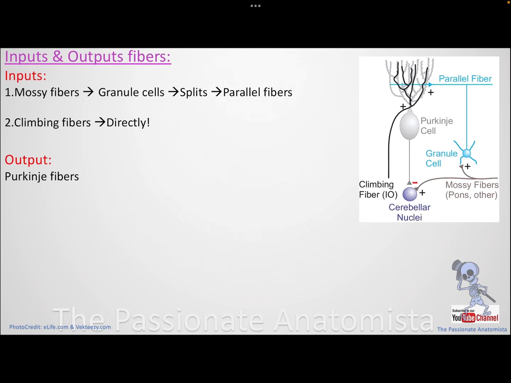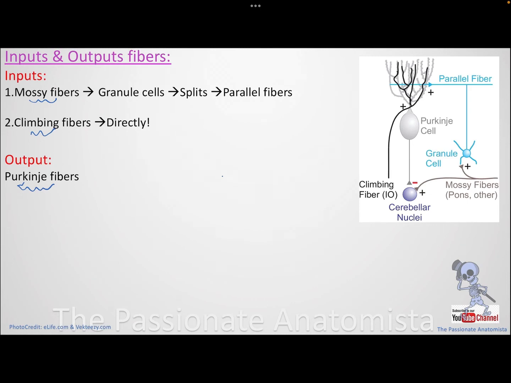Now, the major output of the cerebellum, which gives the response of the cerebellum to any information or question coming to it, is the Purkinje fiber. And the inputs are either Mosaic fibers or climbing fibers. So what is the difference between the Mosaic fibers and the climbing fibers? There are basically two major differences. One is where they stop, how those fibers stop as they come into the cerebellum. The other is where they are coming from.